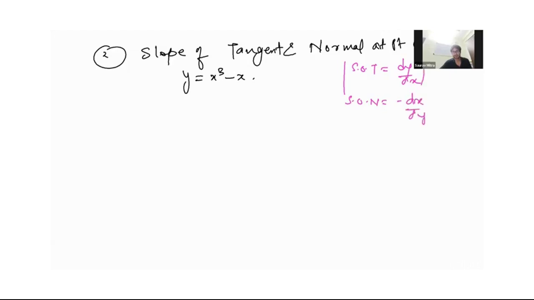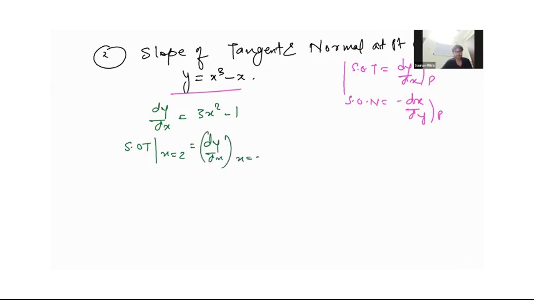Whatever point is mentioned, we have to put the values of that point. Here the expression is given, y is a function of x. So dy by dx is 3x square minus 1. Only x equals 2 is mentioned. So our slope of tangent, dy by dx at x equals 2, will be 3 into 2 square minus 1, that is 3 into 4 minus 1, which is 11.